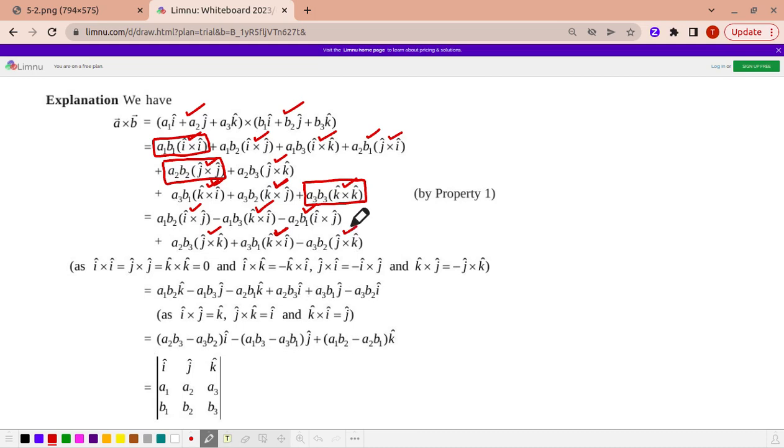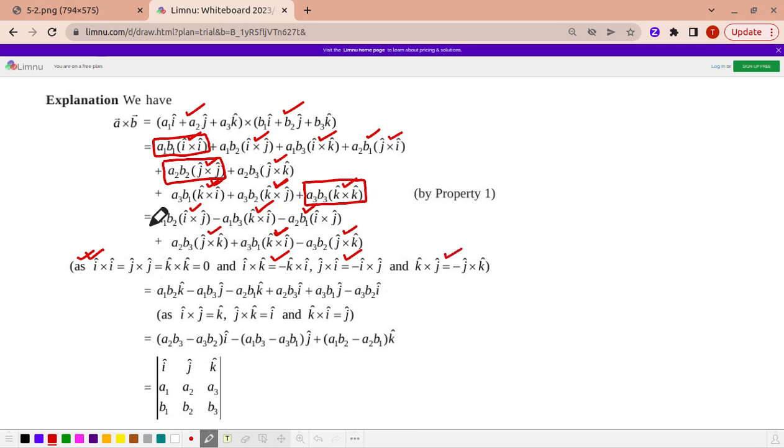Next one is a3 b2 k cap cross j cap, that means minus a3 b2 j cap cross k cap. Okay. So now we know that, as I said earlier, i cap cross i cap is equal to j cap cross j cap is equal to k cap cross k cap equal to 0, and i cap cross k cap equal to minus k cap cross i cap, j cap cross i cap equal to minus i cap cross j cap, and k cap cross j cap is equal to minus j cap cross k cap.